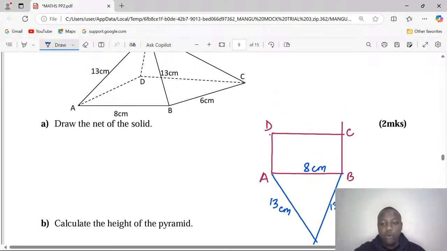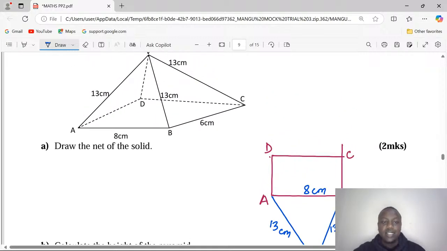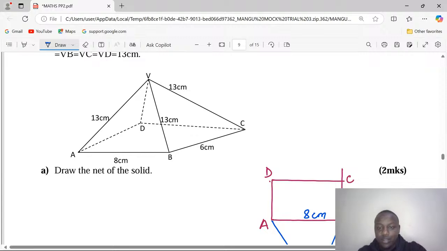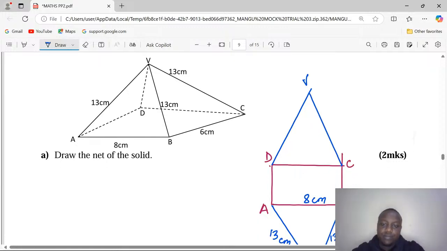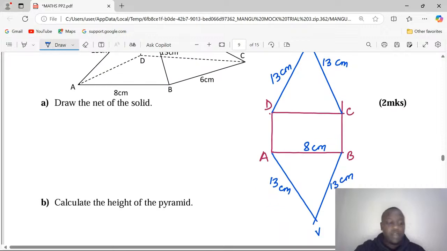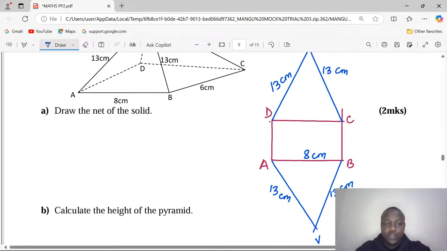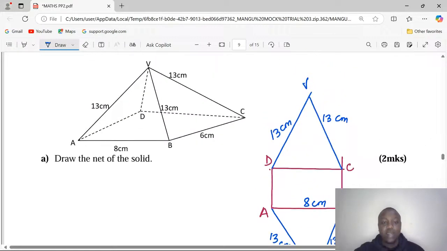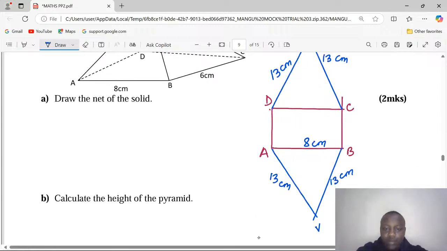Then we do an equal triangle on the upper side, CDV. So again, using 13. This would be V. So this is again 13 centimeters, 13 centimeters. Then from this point now, we can also draw the other triangular faces. The first one being ADV on my right. Okay, on the left, I can have ADV.